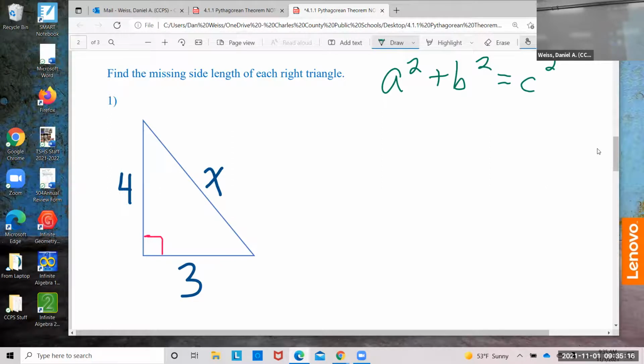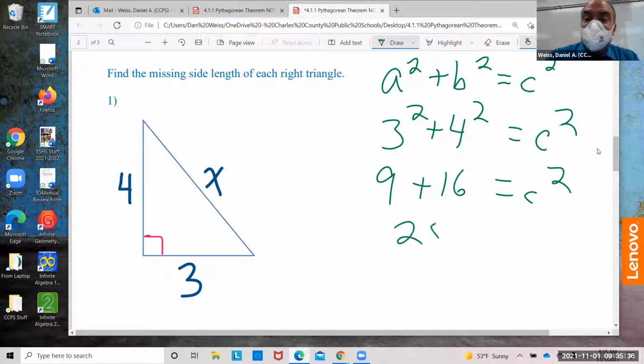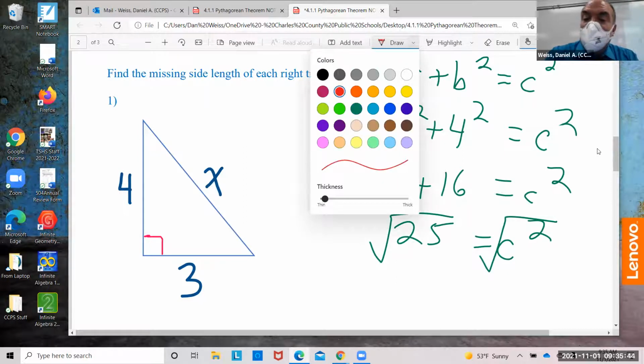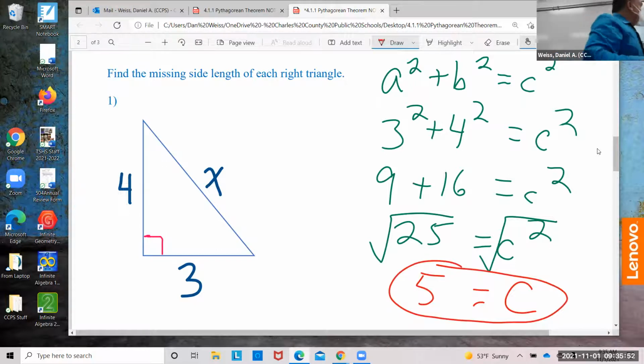Okay? Everyone good there? Okay. I'm going to write that for those watching at home. 3 squared plus 4 squared equals C squared. 9 plus 16 equals C squared. 9 plus 16 is 25. So I'm going to take the square root. And the square root of C squared is C, and the square root of 25 is 5. So the answer is 5. Okay? All right.